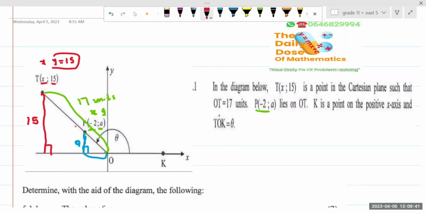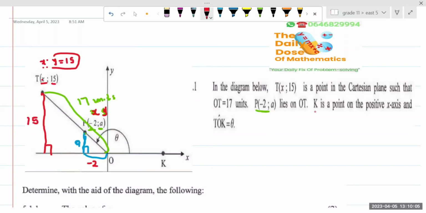So if they ask us what is that, they told us that is going to be equal to what? To -2. How do I know it's -2? This thing here is in coordinate form. So it's X is to Y. So X is equal to -2. Y is equal to A. Here, again, we have X is to Y. X is equal to X. Y is equal to 15. Hence, I was able to do something like this.